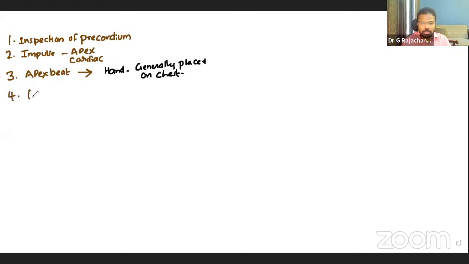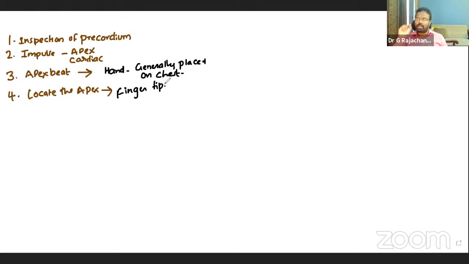Point number 4 is locate the apex. Here when you say locate the apex, you are locating with the fingertip. Come on, this is very, very important. First, you should keep the palm or the entire hand on the patient's chest just to have a feel of the apex beat. Second important thing is, once you know that there is an apex beat, then you need to locate it with the help of your finger. Localizing is very, very important.